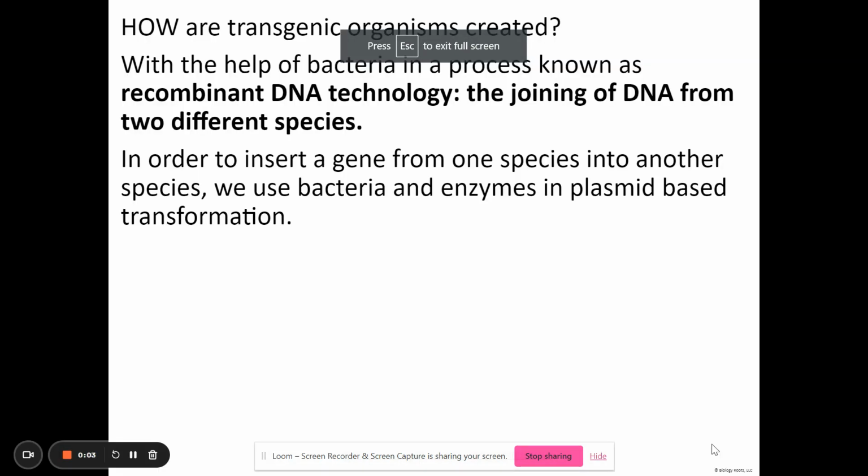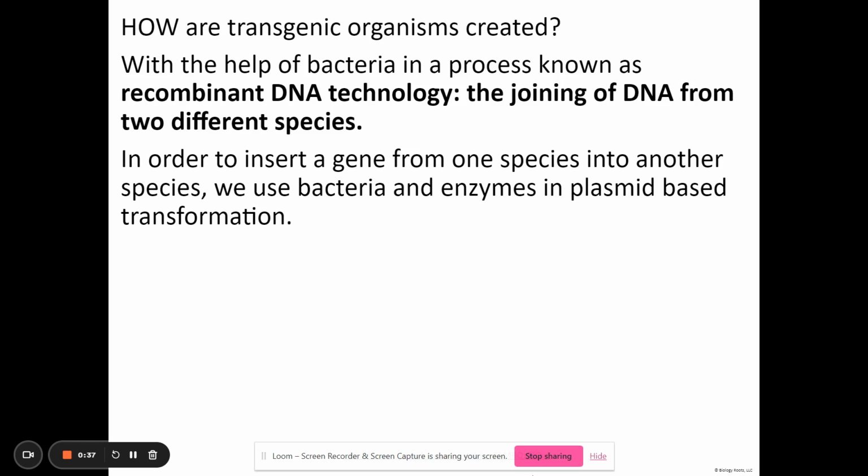Okay, transgenic organisms, like transgenic corn or genetically modified corn, how are they created? Most of the time, they're created by using a vector or a vehicle for transmission of a gene from one species to another, and that means of transformation, I finally said it, is usually bacteria.